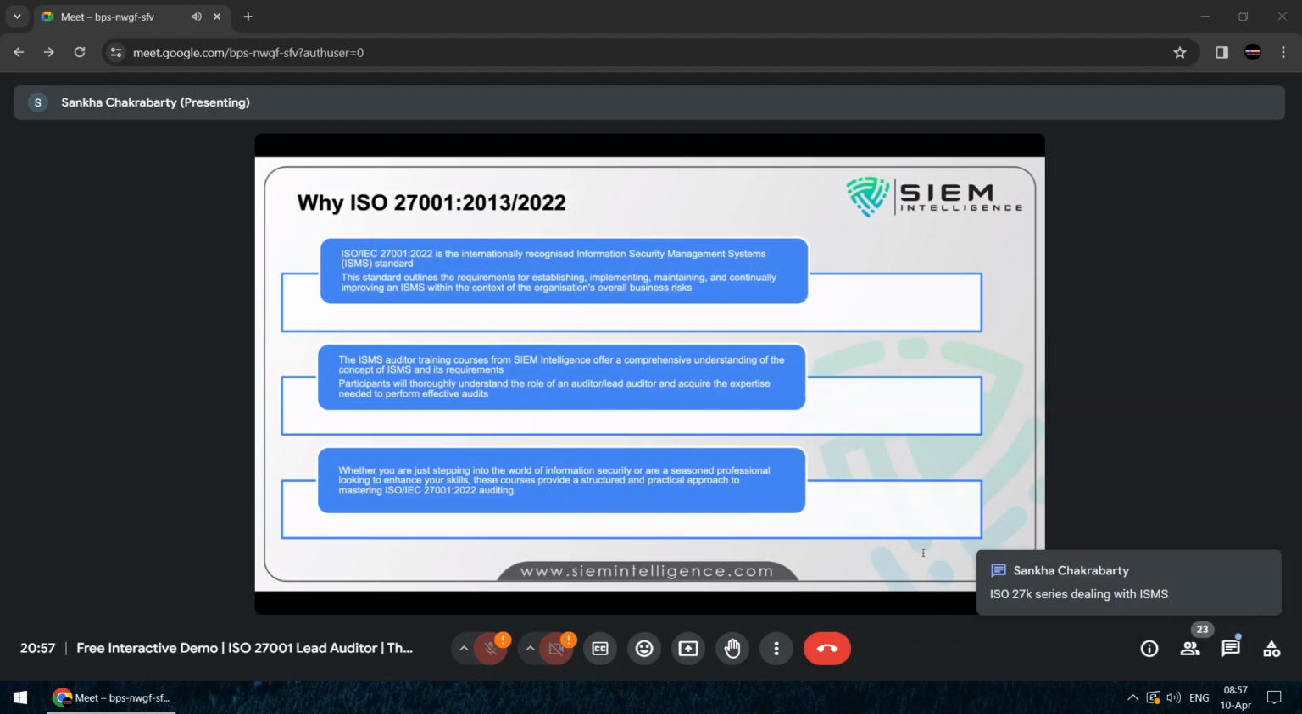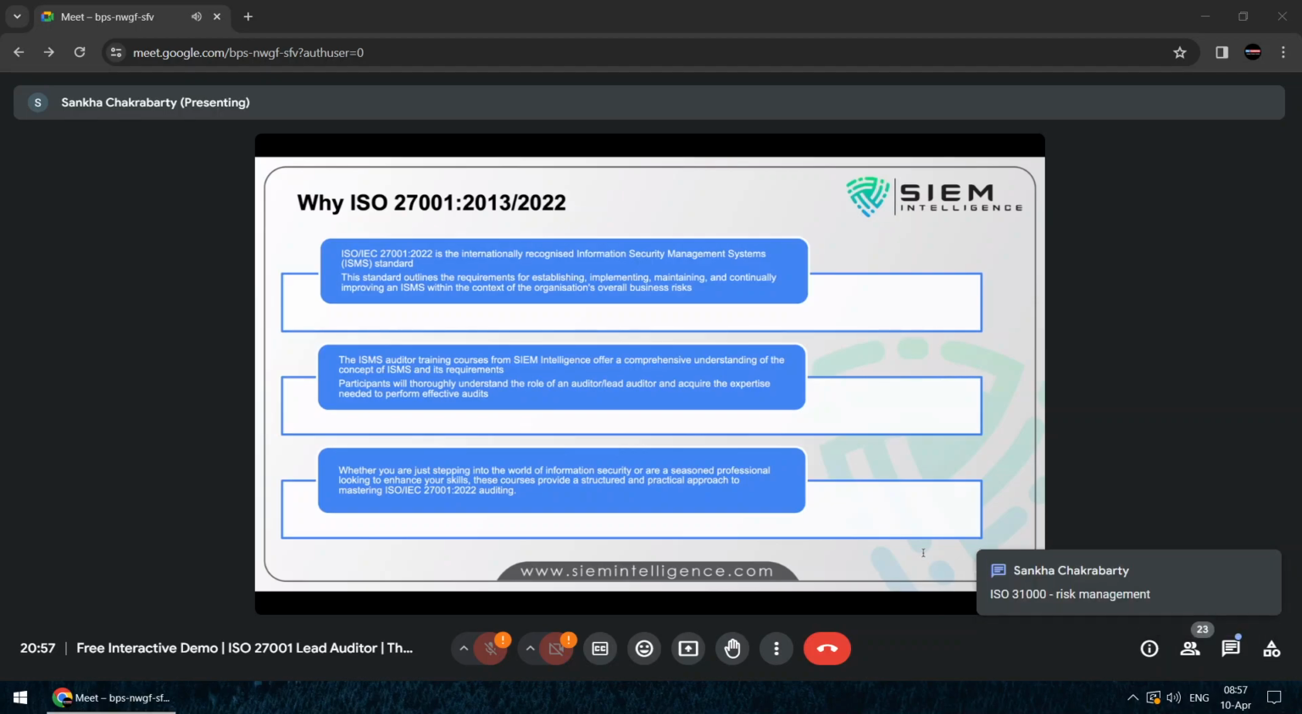ISMS, Information Security Management System. Because each ISO has thousands of controls, it's not possible for a single human being to know all the ISOs. I'll give you a basic example. For example, there is ISO 31000, which deals with risk management.